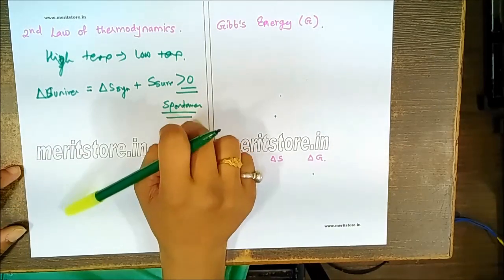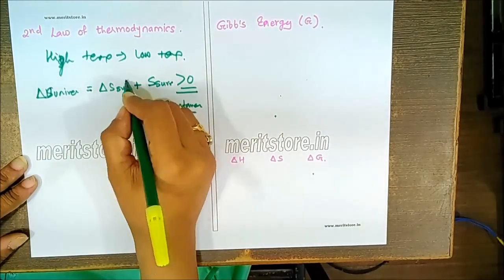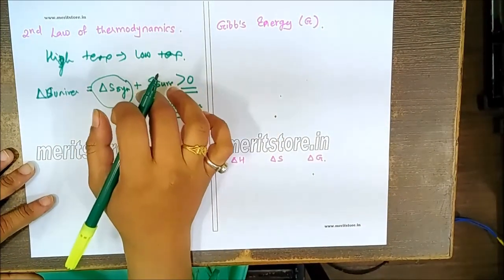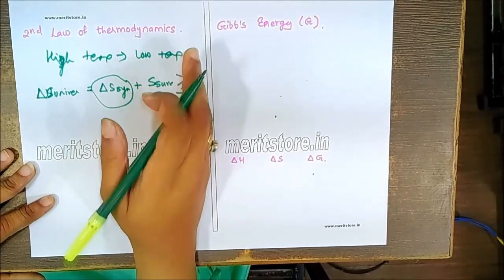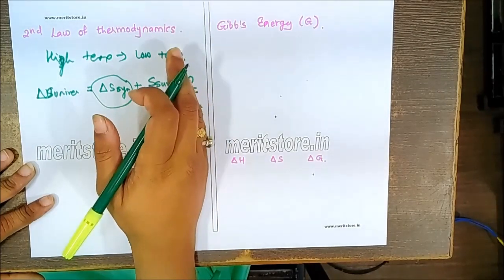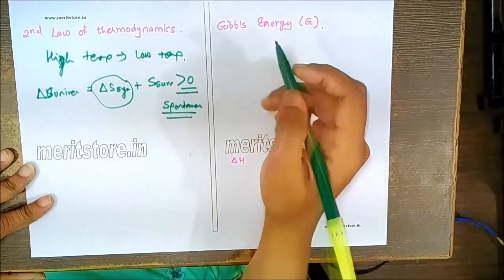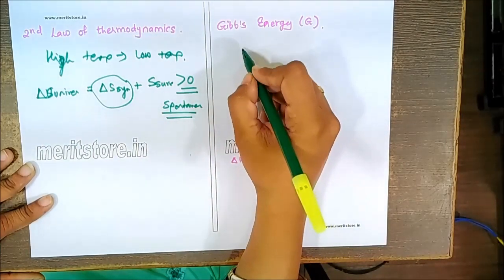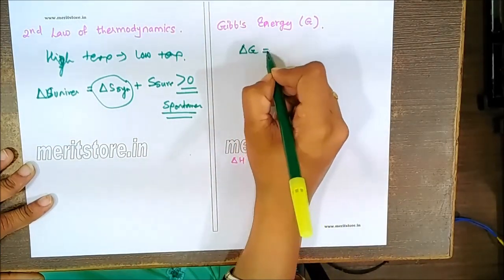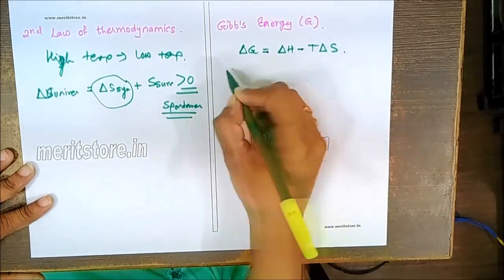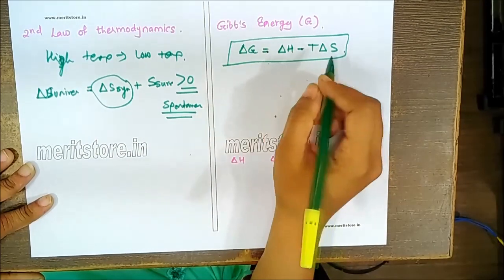But according to thermodynamics, thermodynamics always deals with the system, not with the surroundings. So this particular rule fails under the criteria of thermodynamics. So we need a term which will only define the system, not the surroundings. And hence we have introduced a term, that is Gibbs energy. So Gibbs energy: delta G is equal to delta H minus T delta S. So we can use this particular formula.